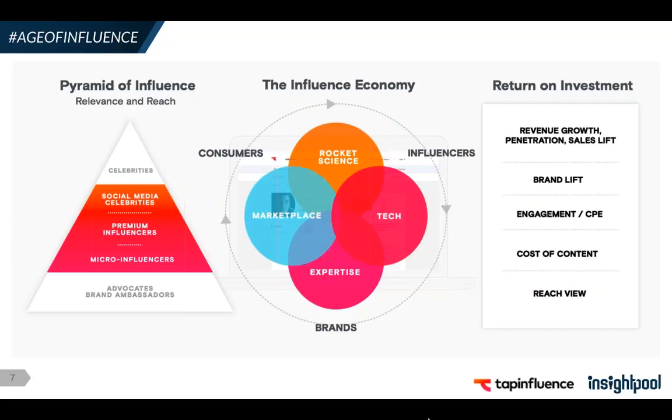Now, real influence is in this thing called the power middle, and that's the middle of this pyramid. And that's where you get people like Sage Goldnick, the cookie influencer, social media celebrities, premium influencers, micro influencers. And that's the thing here: what you get is increased reach, increased relevance. You get a lower cost per engagement because you're getting more engagement with the content that they're sharing. And you're getting sales lift.